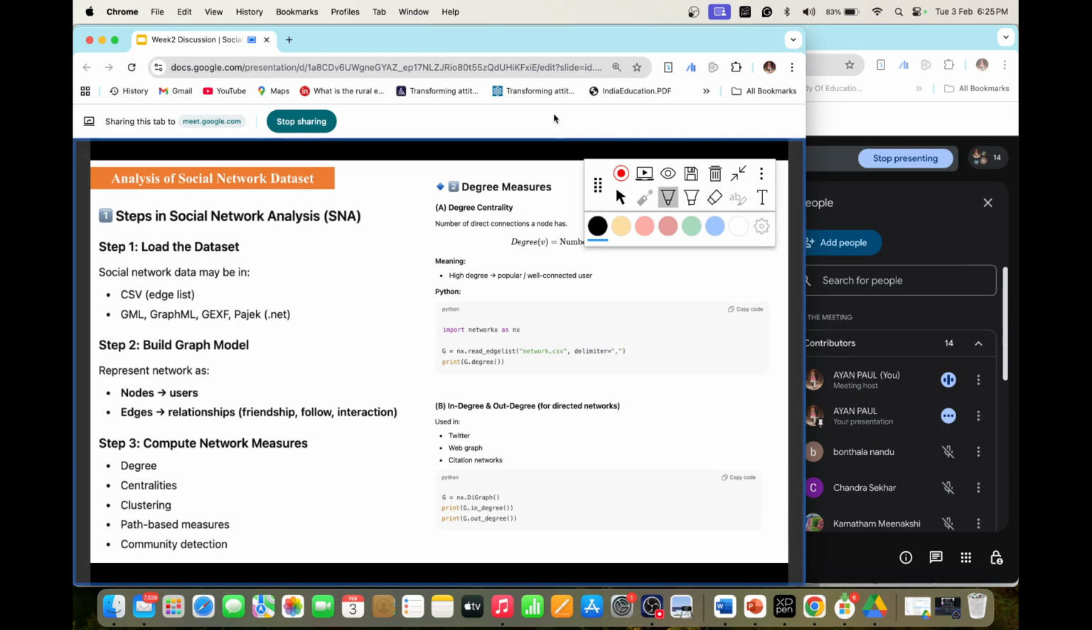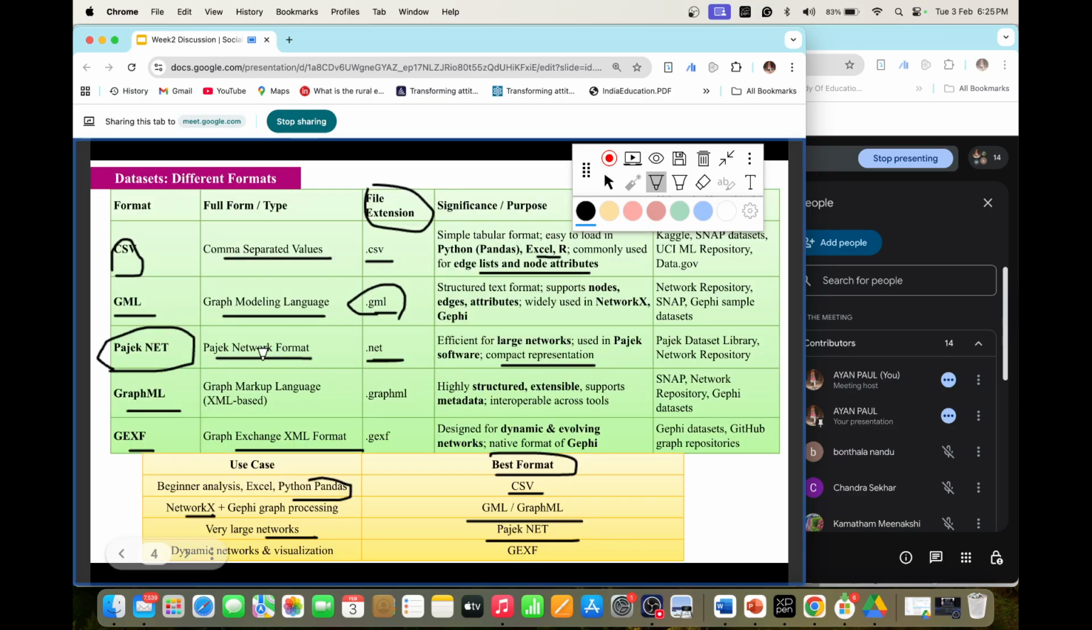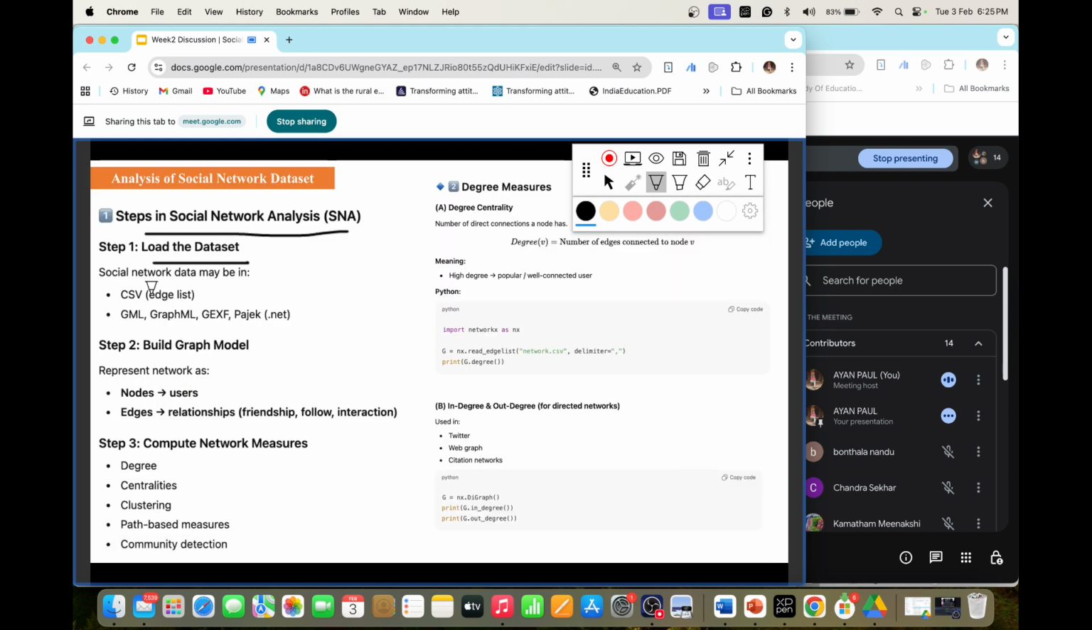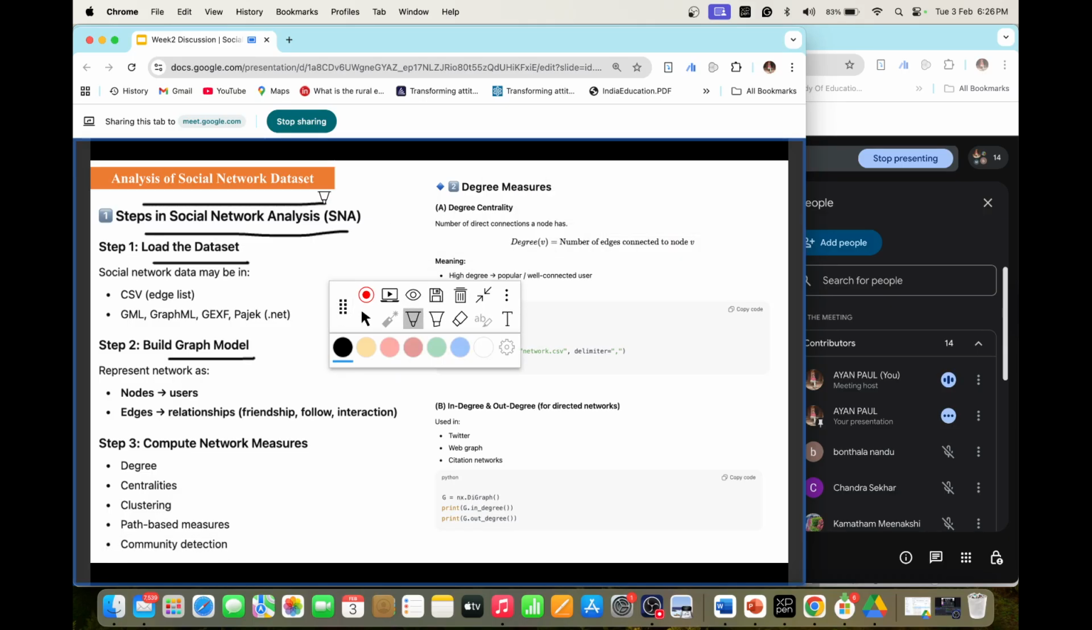Yeah. So what will you do after downloading the dataset? That should be the question to answer. First, what do you have to do? These are the steps for social network analysis. First step is to load the dataset. Once you have downloaded the dataset, you have to load it. Second, you have to build the graph model, and step 3, you have to compute the network measures like degree, centrality, or clustering, or path-based measures, etc. Okay, so that is how we do the analysis of social network datasets.